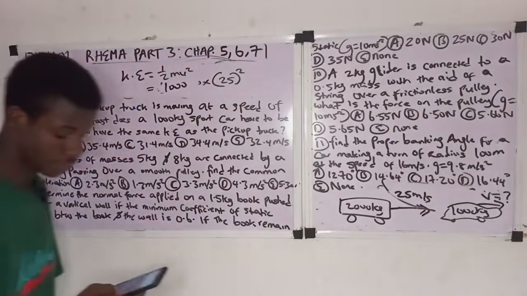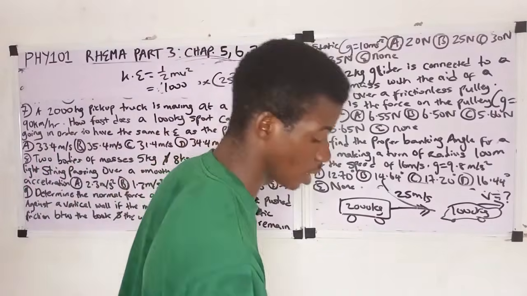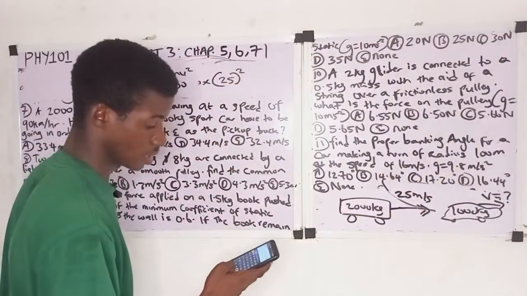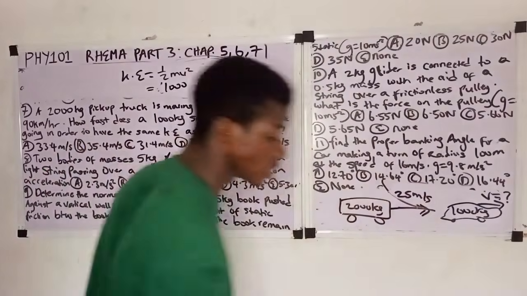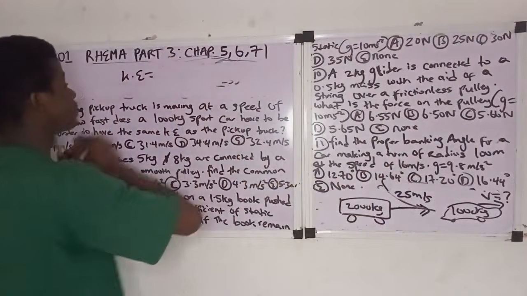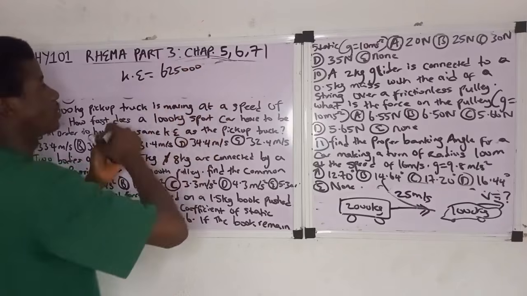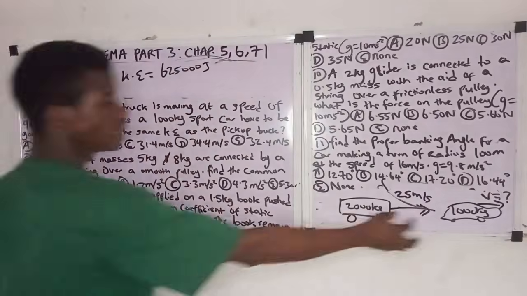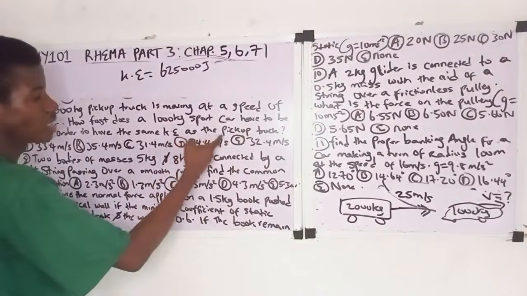So 1,000 times 25 squared, the kinetic energy is 625,000. So the kinetic energy of the pickup truck is 625,000 joules. Now look at the question. It says, how fast does this sport car have to be going in order to have the same kinetic energy as the pickup truck?